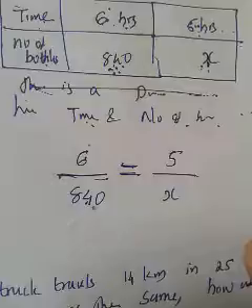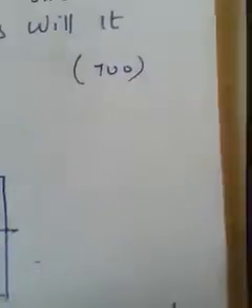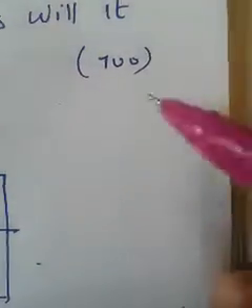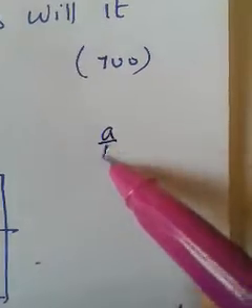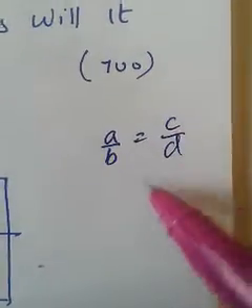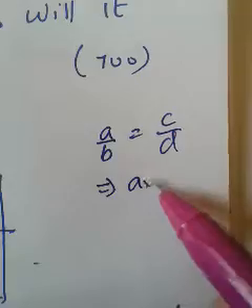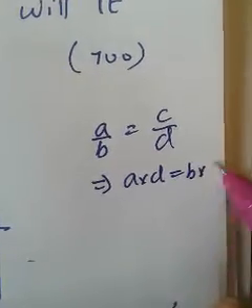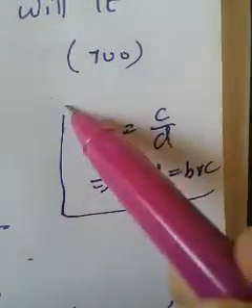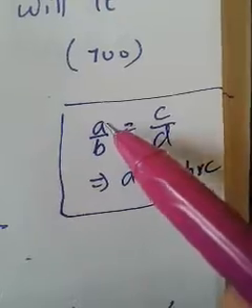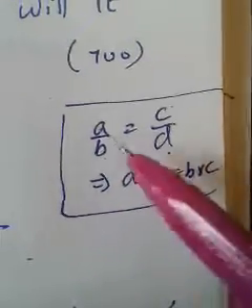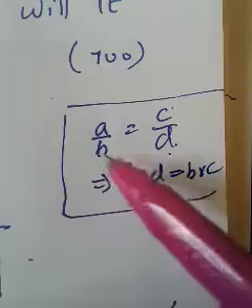You understood, no? And there exists a rule. I don't know whether you know about that or not. Let me tell you that. If a by b is equal to c by d, then we can write a into d is equal to b into c. Please write this rule somewhere, not somewhere, on the mathematics note. If a by b is equal to c by d, then we can easily write that a into d is equal to b into c.